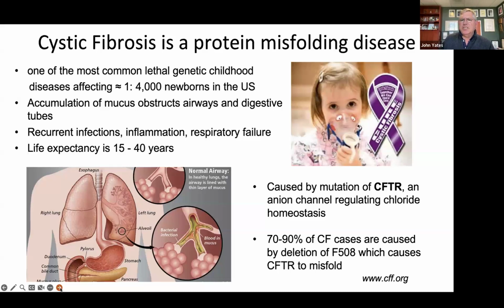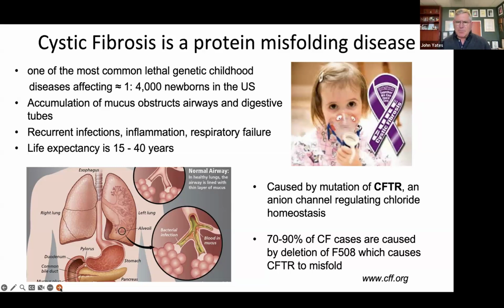It turned out that CFTR is an anion channel that regulates chloride homeostasis, and when it no longer functions, you don't get the water on the surface of the cells, and you start to accumulate mucus, which gets rather thick and becomes a great environment to cultivate bacteria. It causes these recurrent infections, and over time, the inflammation associated with that starts to destroy the tissues.